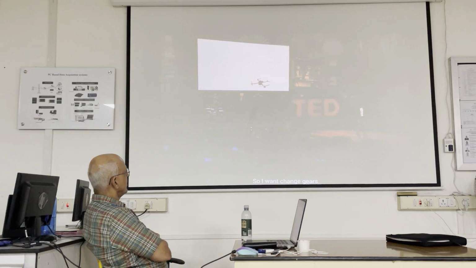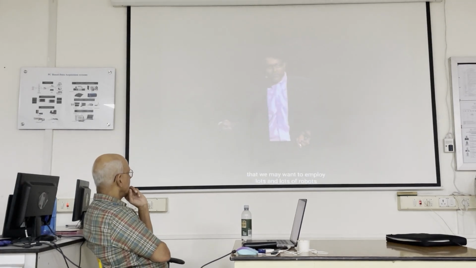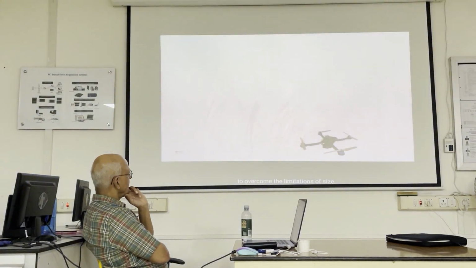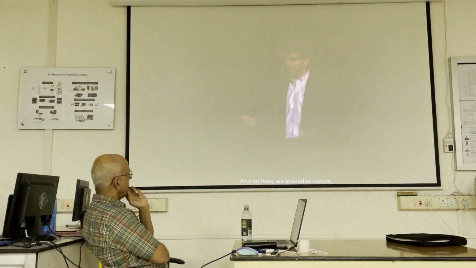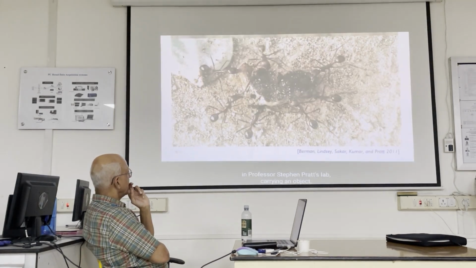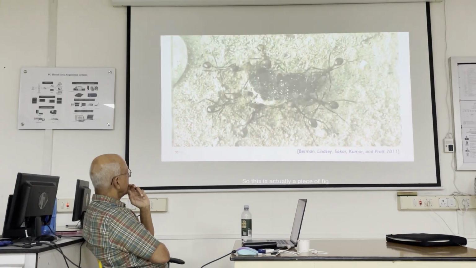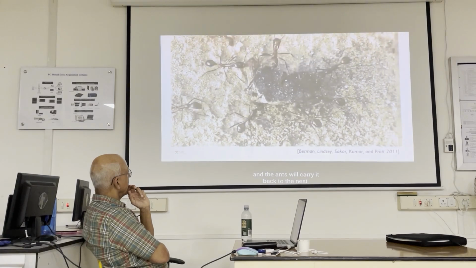So I want to change gears. So one of the disadvantages with these small robots is its size. And I told you earlier that we may want to employ lots and lots of robots to overcome the limitations of size. So one difficulty is how do you coordinate lots of these robots? And so here we look to nature. So I want to show you a clip of Phenogaster desert ants in Professor Stephen Pratt's lab carrying an object. So this is actually a piece of fig. Actually, you take any object coated with fig juice and the ants will carry them back to the nest.